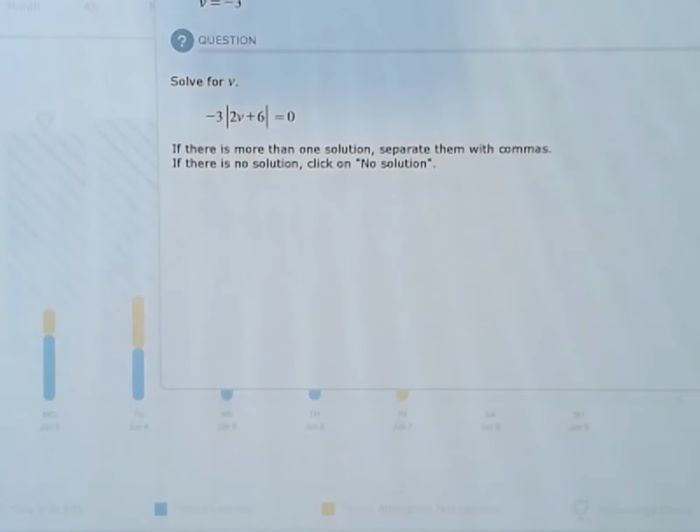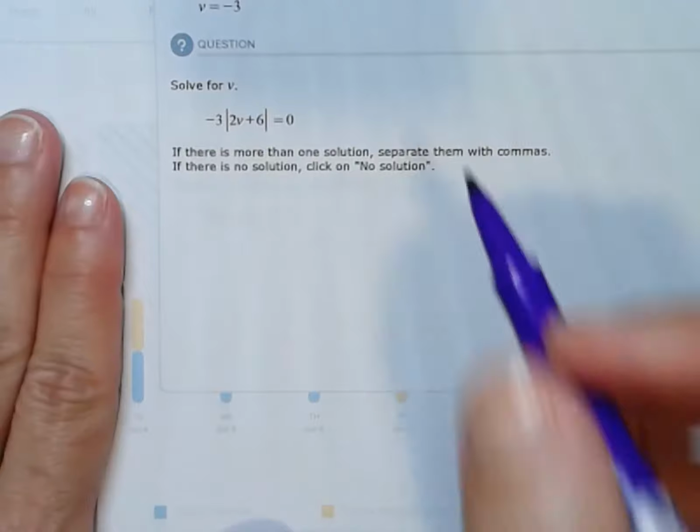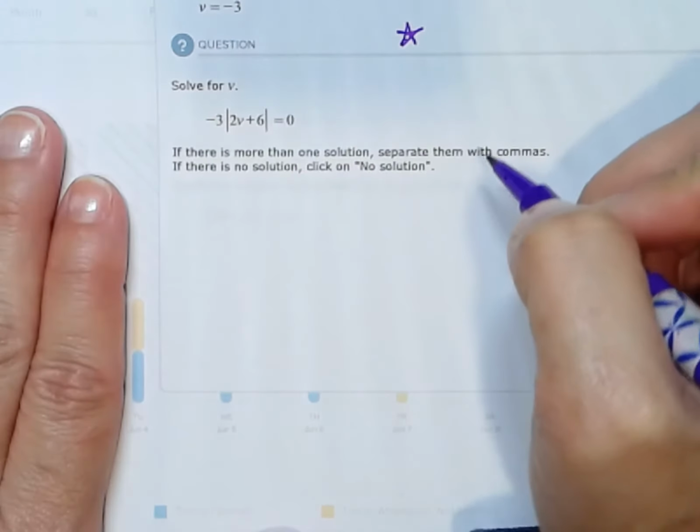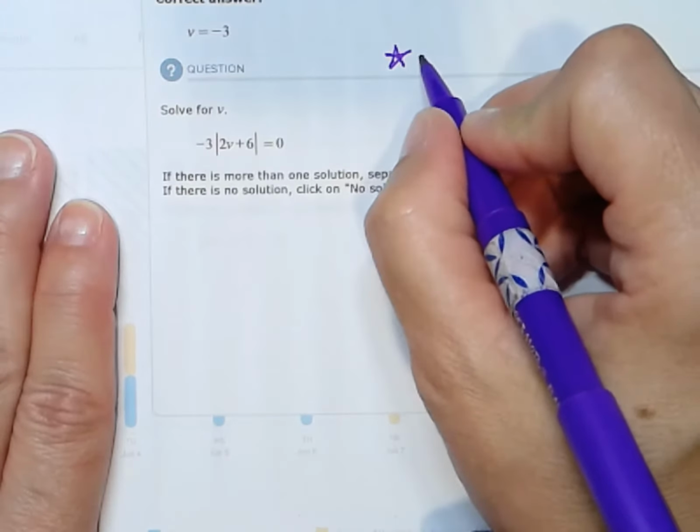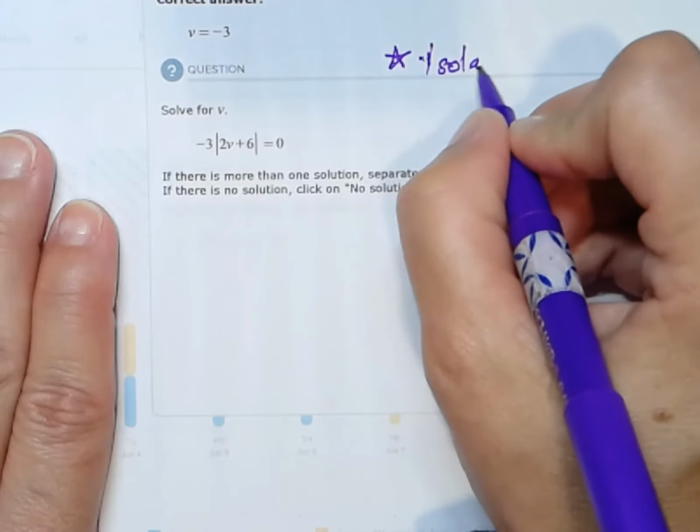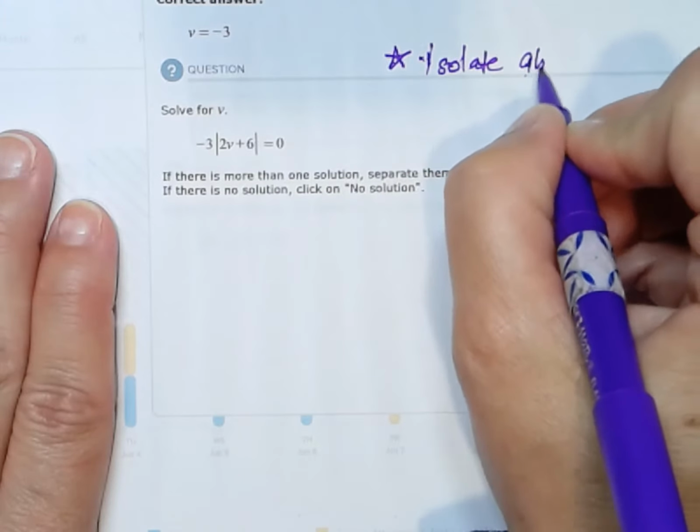Okay, in this video, I'm going to talk about absolute value. So we can have absolute value equations and we can have absolute value inequalities. They're going to work about the same way, kind of, with one little catch. So the very first thing, your very first step, is you have to isolate the absolute value.